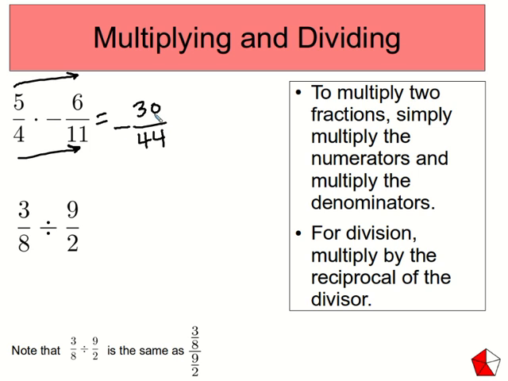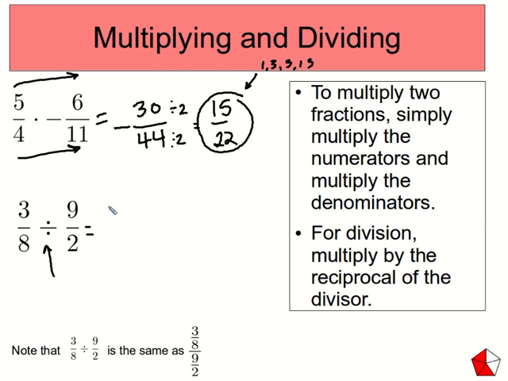To finish out, I need to simplify my fraction. Both of these are even, so I can divide them by 2 and get 15 over 22. The only factors of 15 are 1, 3, 5, and 15, and 22 is not divisible by any of those, so this is simplified. Now with division, we have to do things slightly differently.